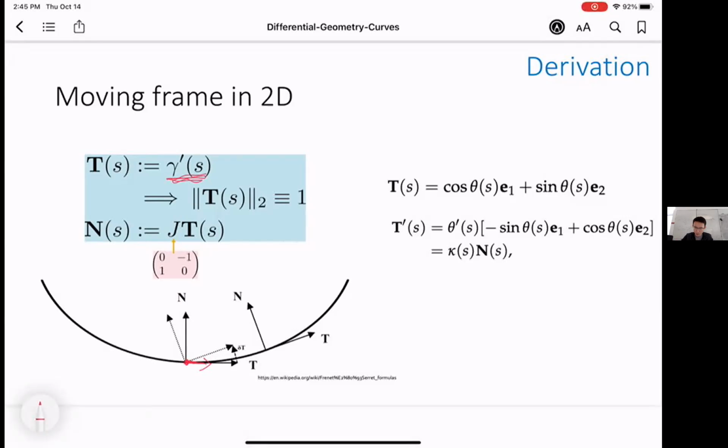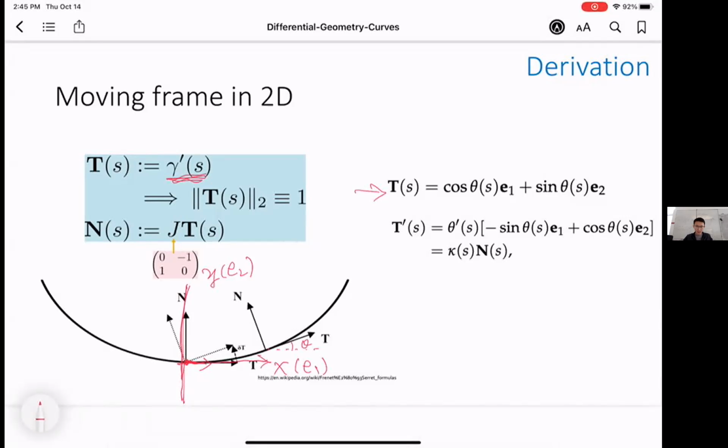And then I can also write out T(s) using this coordinate in my mind, right? If I'm thinking about this is the x-axis, this is the y-axis, or I'm saying this is my E1, this is my E2, then by measuring this theta here, I can write T in terms of cosine theta and sine theta.